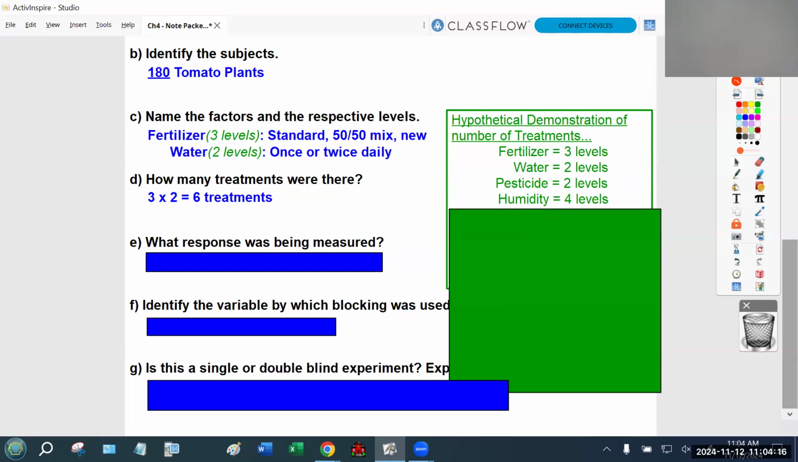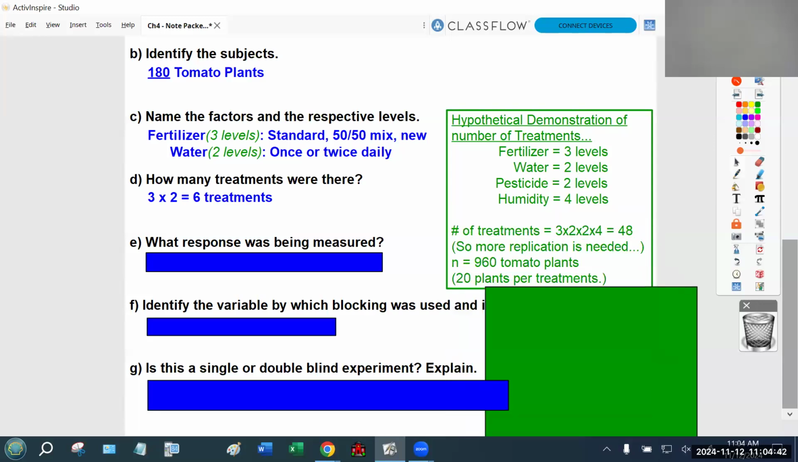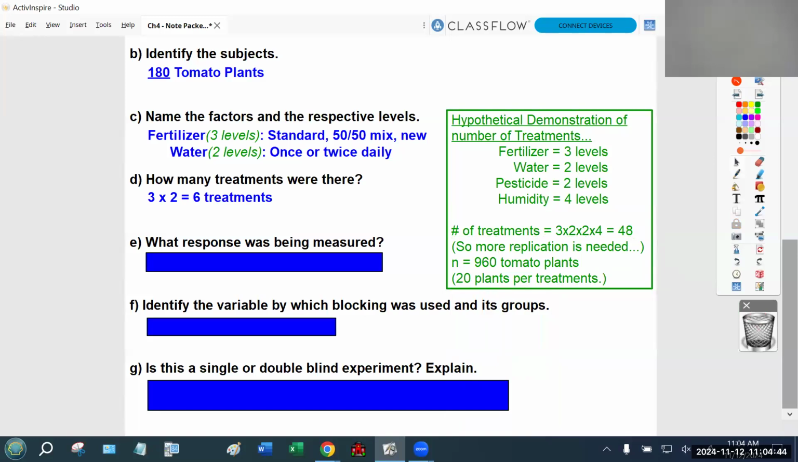If that's the scenario you're working with, well, suddenly you have one of 3 ways to get fertilizer. And once you follow one of those 3 branches, you have 2 ways of getting water. And once you follow that branch, you have 2 ways of getting pesticide. And once you follow that branch, you have 4 ways of getting humidity. So what you have is a breakup of 3, followed by a breakup of 2, followed by a breakup of 2, followed by a breakup of 4. And so you would literally have to do 3 times 2 times 2 times 4.